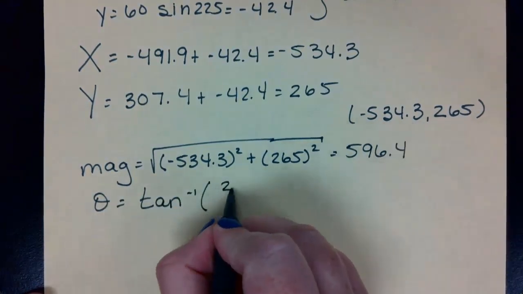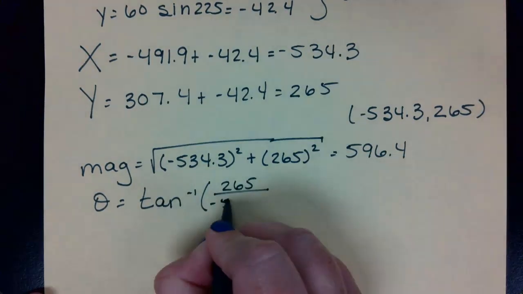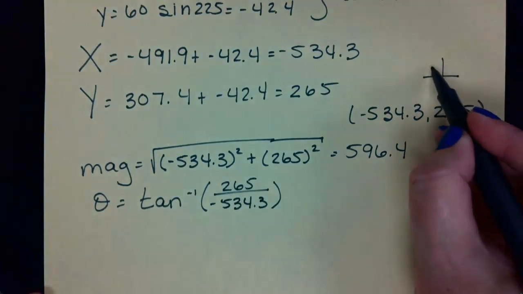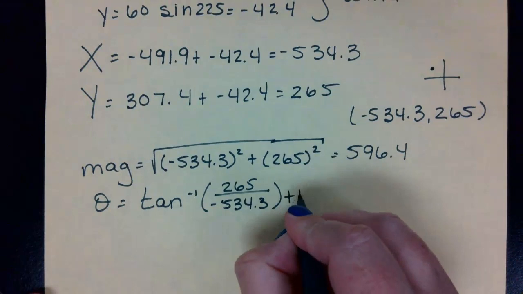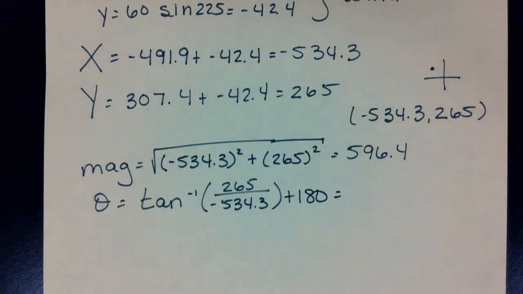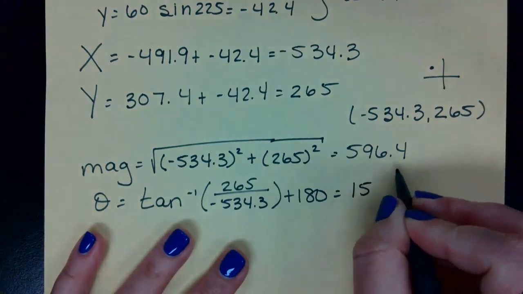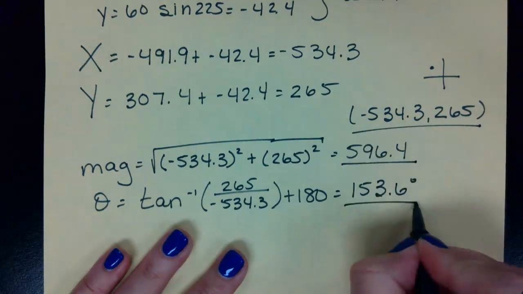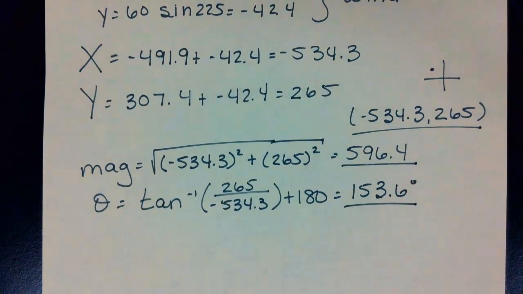And this is going to be y over x. Now, if I were to graph this, negative, positive, I'm in quadrant 2, so we're going to have to tack on plus 180. Now I'm going to grab this calculator. Okay, inverse tangent, 265 divided by negative 534.3. We're going to add 180, and I'm going to get 153.6 degrees. So component, magnitude, and our direction for there.